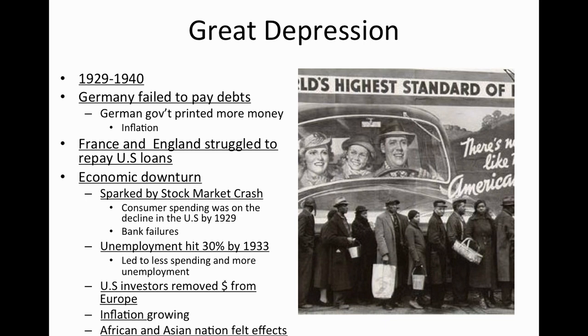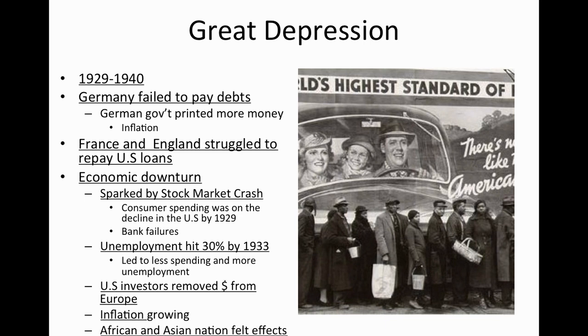To counter that, the government of Germany printed more money, and that's never good. That's going to lead to lots of inflation. France and England couldn't pay back U.S. loans. That's going to hurt our economy. Our banks are going to wither away as a result. They also weren't able to buy a lot of our goods, obviously. So the European struggles definitely contributed to our economic downturn.